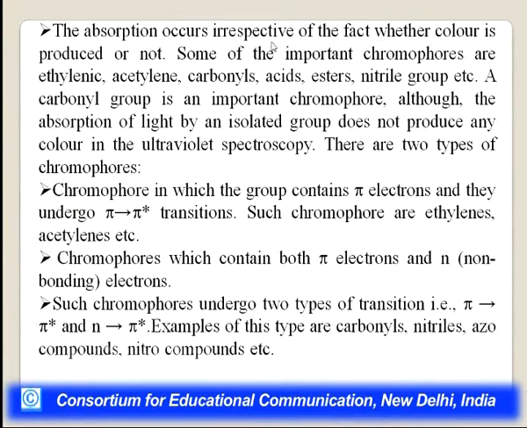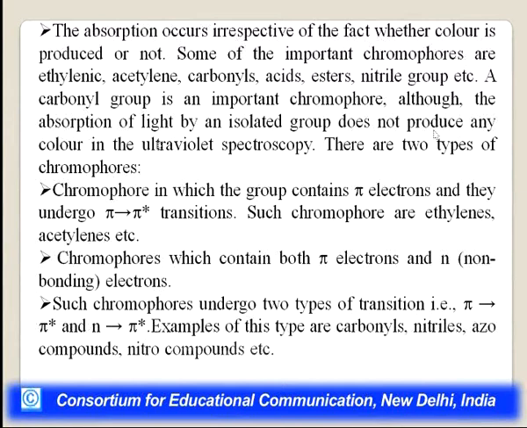The absorption occurs irrespective of whether the color is produced or not. Some of the important chromophores are, for example, ethylenic, acetylene, carbonyls, acids, esters, nitrile group, etc. A carbonyl group is an important chromophore, although the absorption of light by an isolated group cannot produce any color in ultraviolet visible spectroscopy. But if they are attached to an organic compound, they will impart a color to the organic molecule, not in an isolated group.